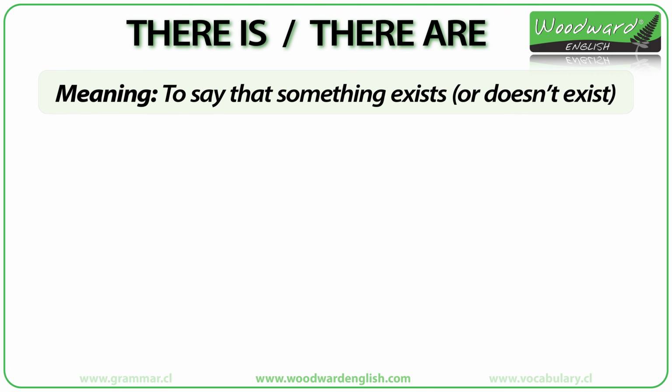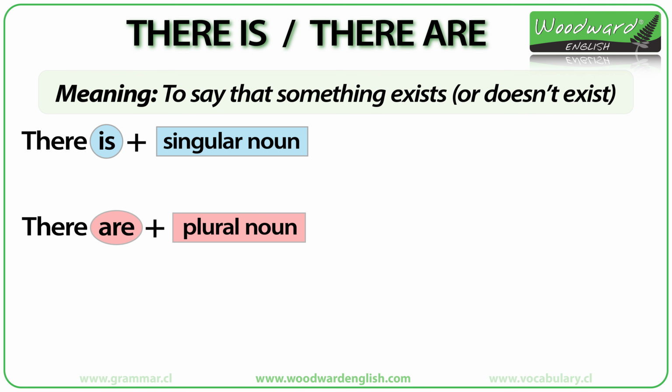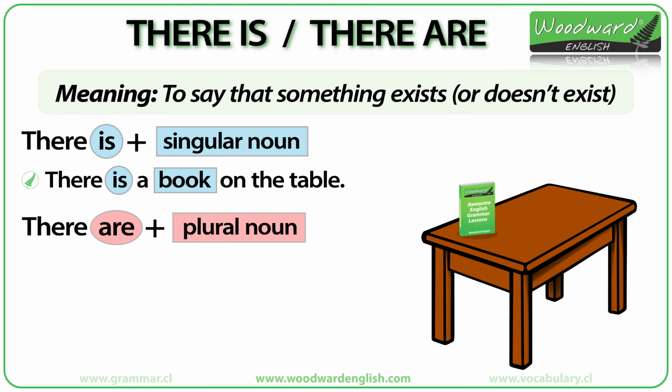There is, there are means something exists. There is is used with a singular noun. There are is used with a plural noun. For example, there is a book on the table. One book. Book is singular.